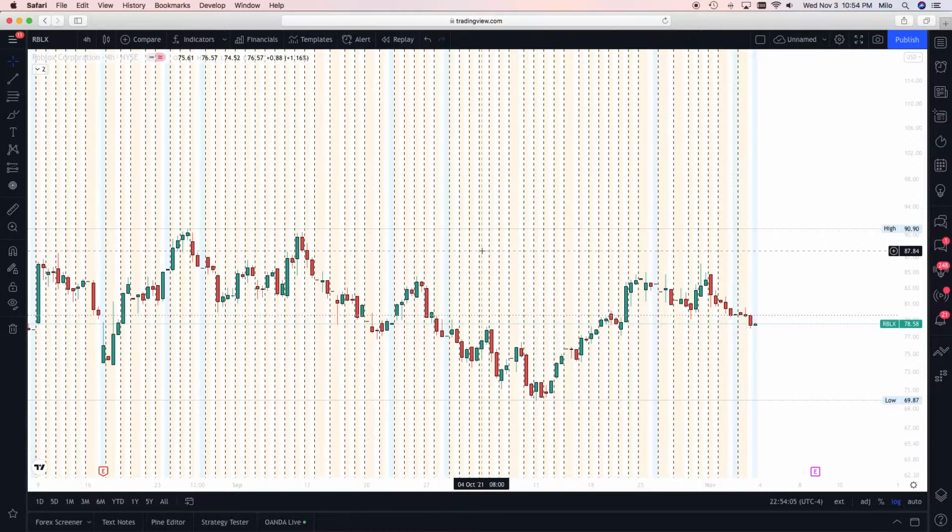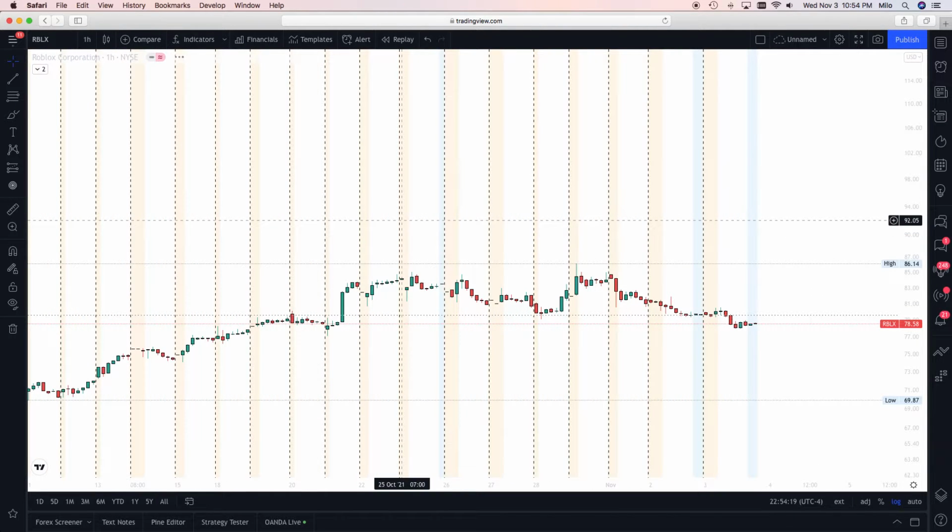What we have here is Roblox on the 4 hour. I was in the Discord room. Someone asked me to take a look at this chart because they spotted what they thought was a cup and handle.